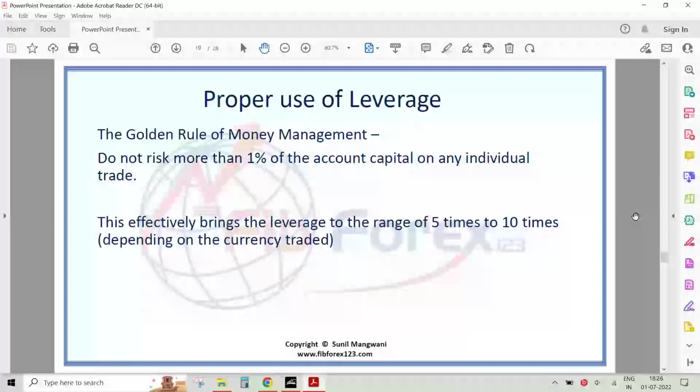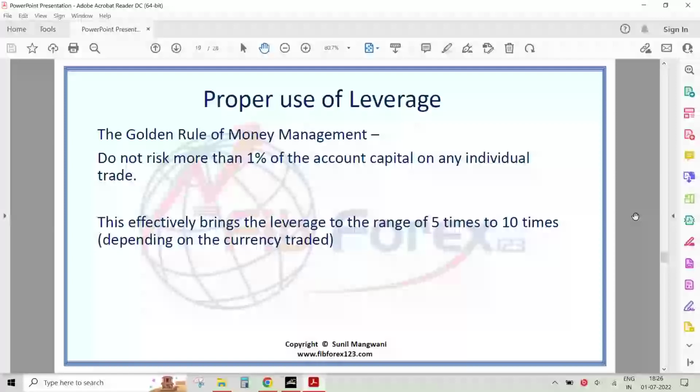So you see, if you just follow this golden rule, don't risk more than 1% of your capital, you're automatically getting your leverage in place. And here, what you can do is take advantage of this fact. So let's say my broker is offering a leverage of 100 to 1. I mean, the broker that I'm trading with does give me a leverage of 100 to 1. If I take that leverage of 100 to 1, that means I am reducing the margin that I'm keeping with the broker.